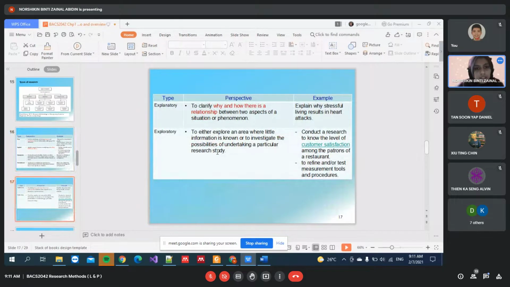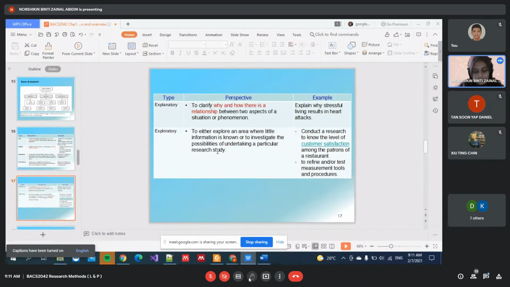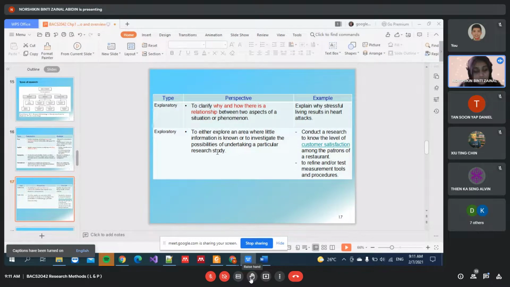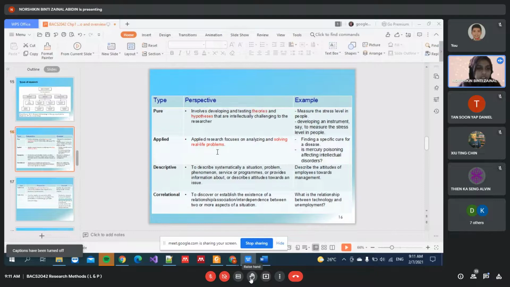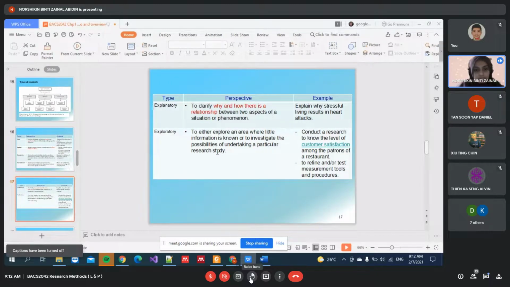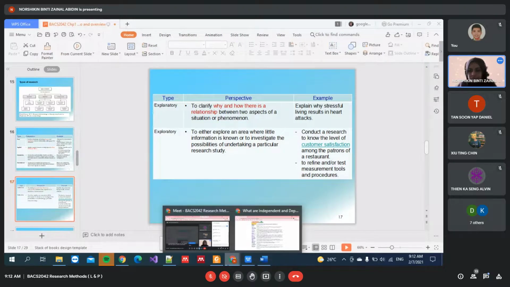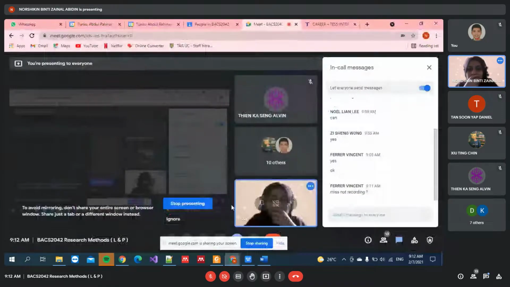And then the next one is explanatory. Explanatory is quite different. It's a bit different from descriptive research. For explanatory, I forgot again.